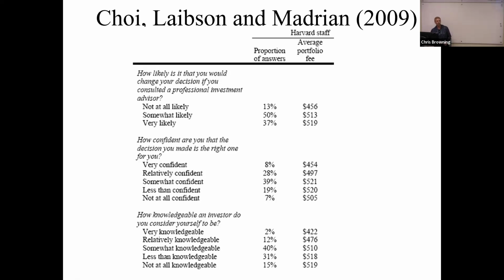Interesting paper. Choi, Laibson, and Madrian are authors that have a very heavy focus on behavioral financial decision making, especially around investments. So they have some really interesting papers out there on the influence of bounded rationality on decision quality for the household level investor.